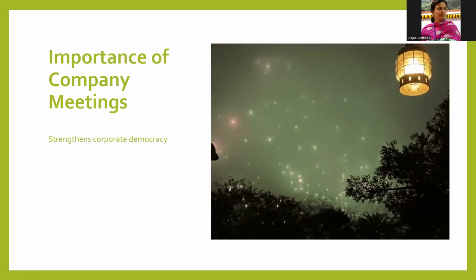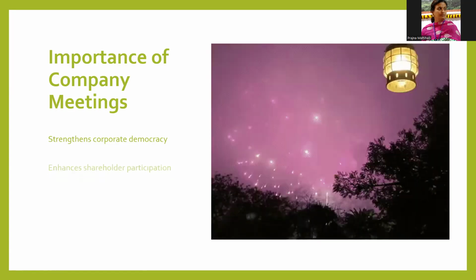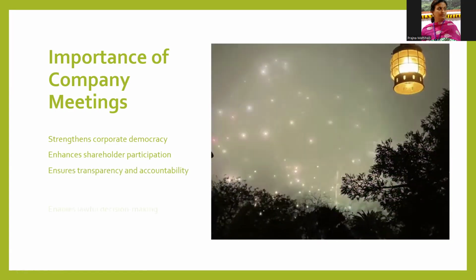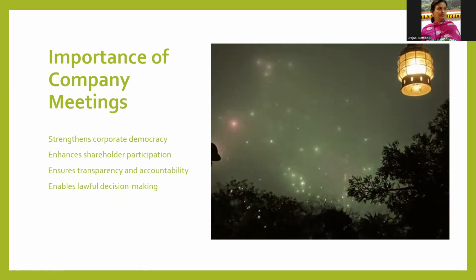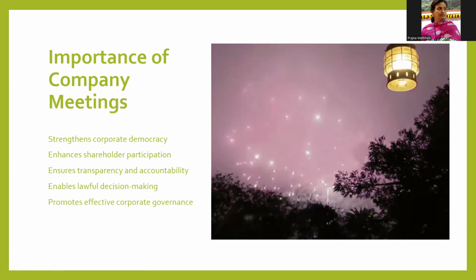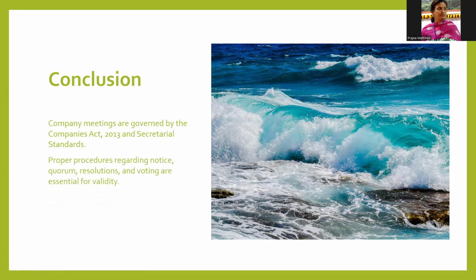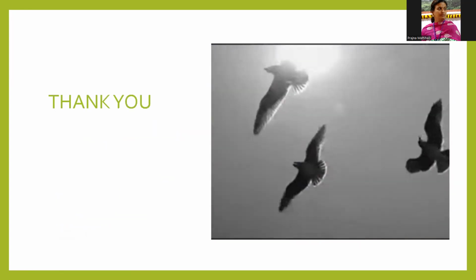What are the importance of company meetings? It strengthens corporate democracy. It enhances shareholders' participation. It ensures transparency and accountability. It enables lawful decision making. It promotes effective corporate governance. So, as a conclusion, we can say that company meetings are governed by the Companies Act 2013 and secretarial standards. Proper procedures regarding notice, quorum, resolutions, and voting are essential for validity. The company secretary plays a crucial role in ensuring legal compliance and smooth conduct of meetings.